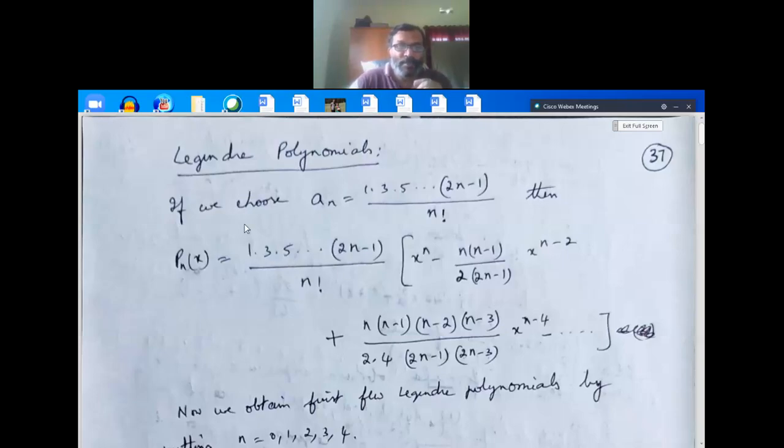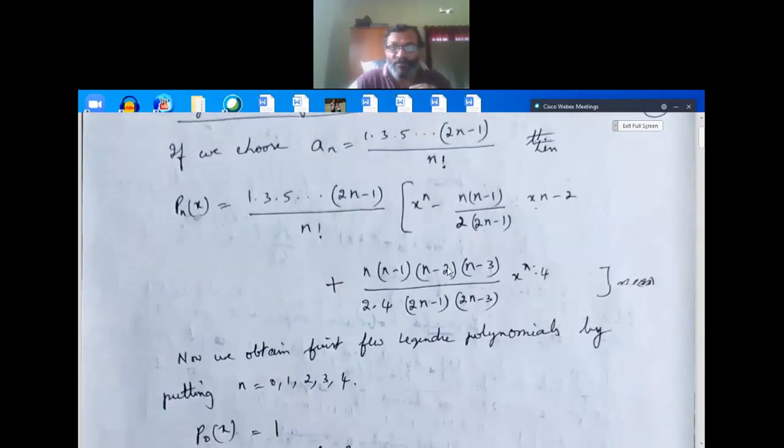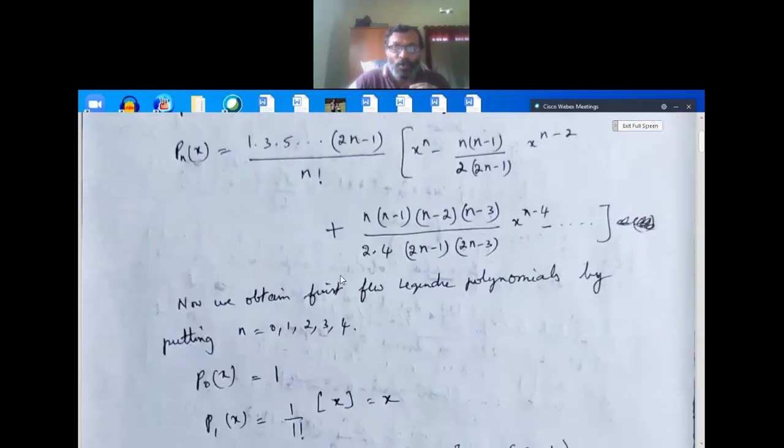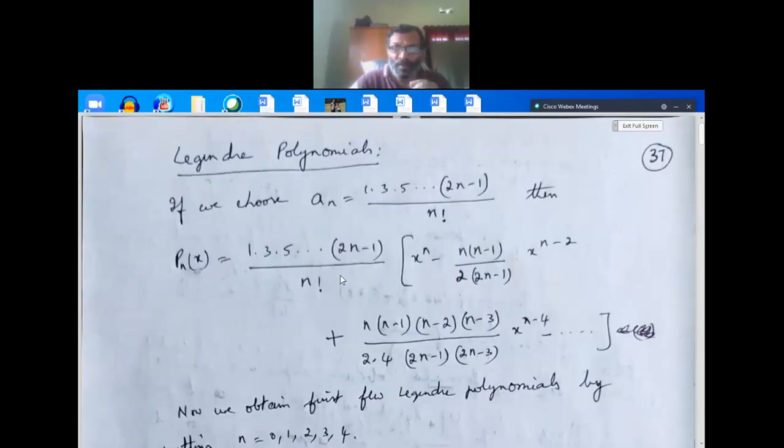If we choose an equal to 1 into 3 into 5 till 2n minus 1 divided by n factorial, then Pn of x is equal to 1 into 3 into 5 till 2n minus 1 divided by n factorial into x power n, minus n into n minus 1 divided by 2 into 2n minus 1 into x power n minus 2, then plus n into n minus 1 into n minus 2 into n minus 3 divided by 2 into 4 into 2n minus 1 into 2n minus 3 into x power n minus 4, and so on, with alternating signs.